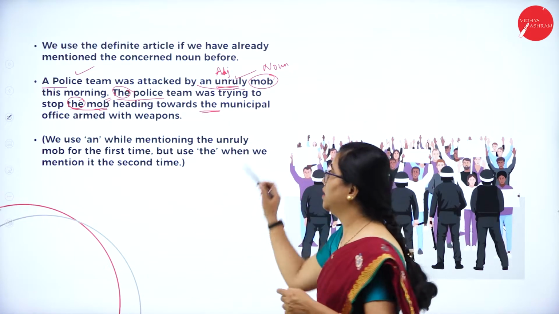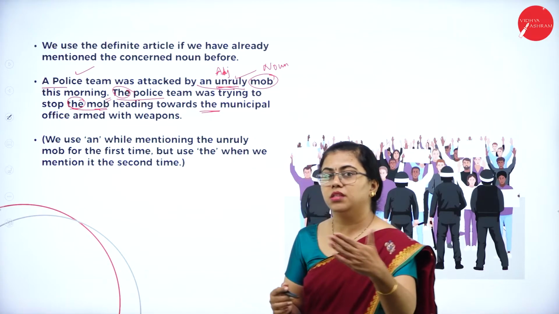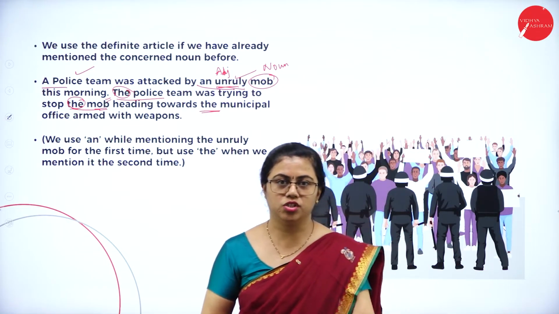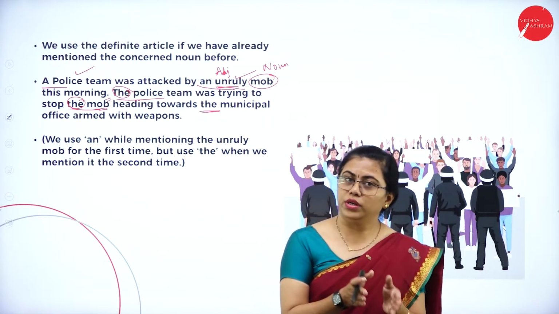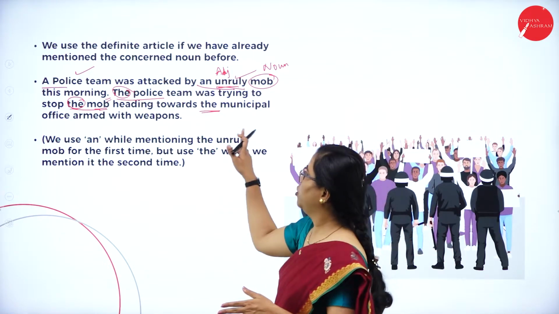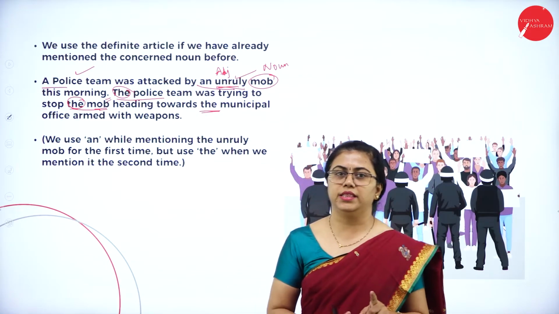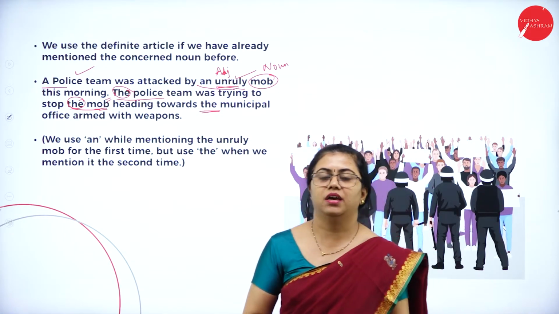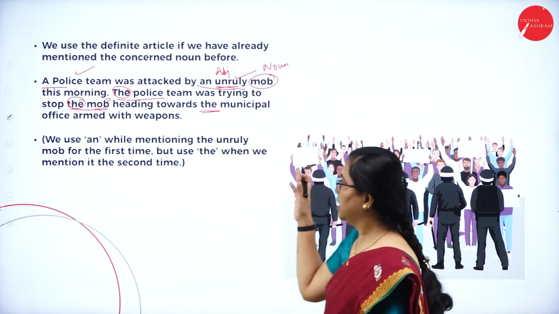Why is that? The municipal office means, the previous rule what we saw, that means that is the only place in the whole surrounding. So here also, the municipal office is the only one in that area. So that is why I have used a definite article here also.